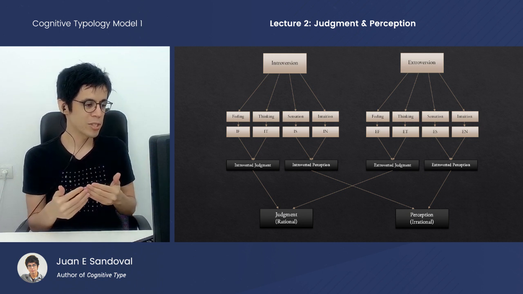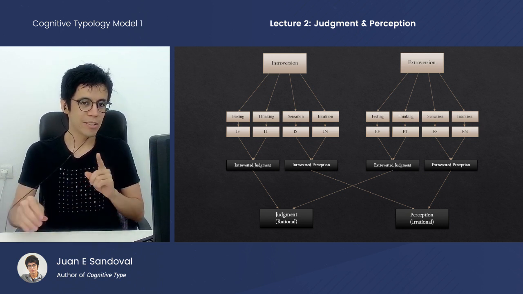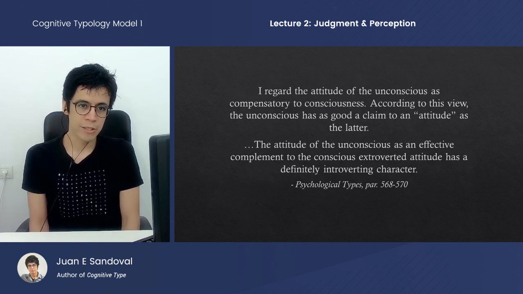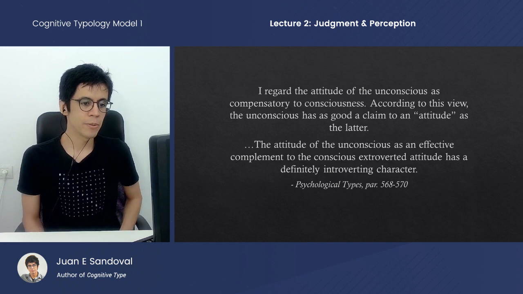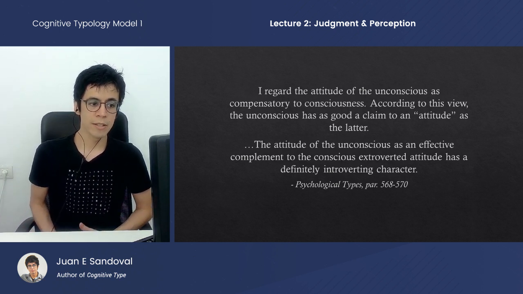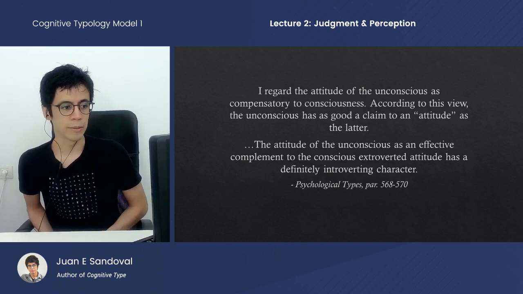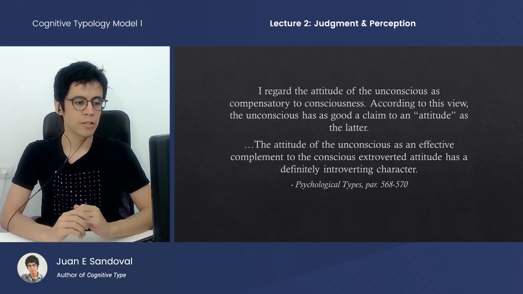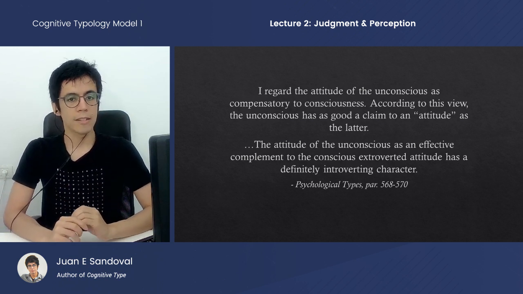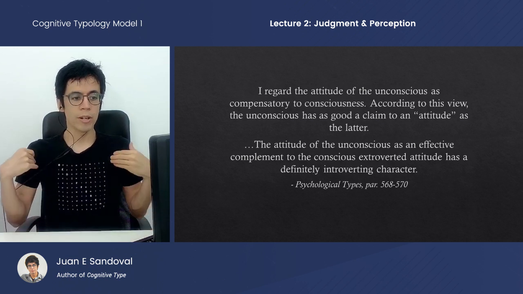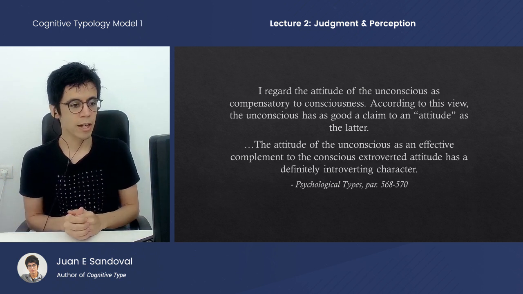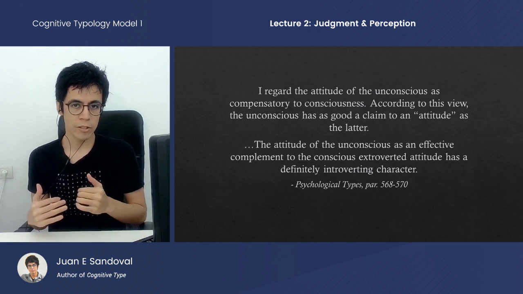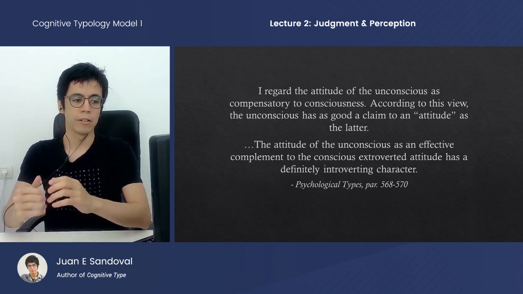There's another dimension to this which is missing from this diagram, and he describes it like this. I regard the attitude of unconsciousness as compensatory to consciousness. According to this view, the unconscious has as good a claim to an attitude as the latter. What he's saying here is that in an individual person, the unconscious attitude has just as much reality as the conscious attitude. What we are aware of and what we are not aware of are just as real as each other. We just don't seem to pay attention to the unconscious, but it forms part of the entire picture.